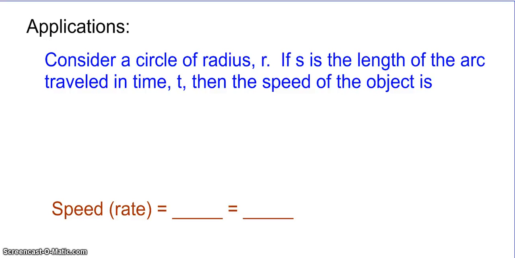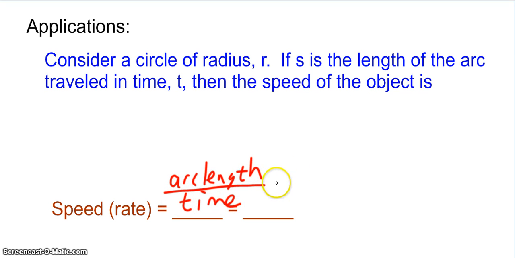Alright, now we're going to look at another application of this, and that's speed. So if we consider a circle of radius r, if s is the length of the arc traveled in time t, then the speed of the object is going to be what? Well, we know that speed is distance over time, so in this case distance is arc length. So it's going to be arc length over time, or s over t, where remember s is arc length, that is not speed.